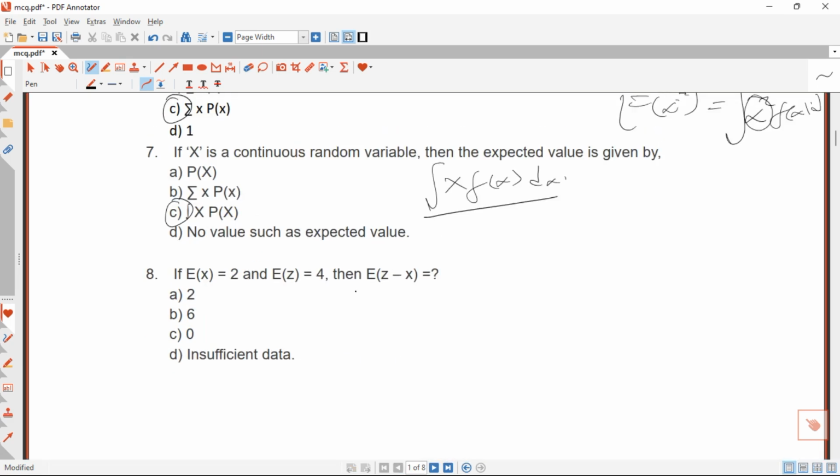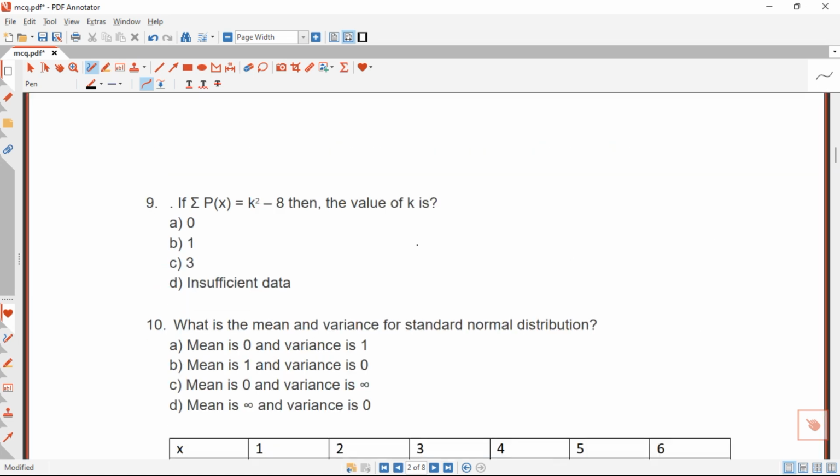Question 8 is saying that if our expectation of x is 2 and expectation of z is 4, then what is expectation of z minus x? You see that expectation of z minus x is given as expectation of z minus expectation of x. We have expectation of z to be 4 and expectation of x to be 2. Here we are going to get 2 as our answer. So the answer is A.